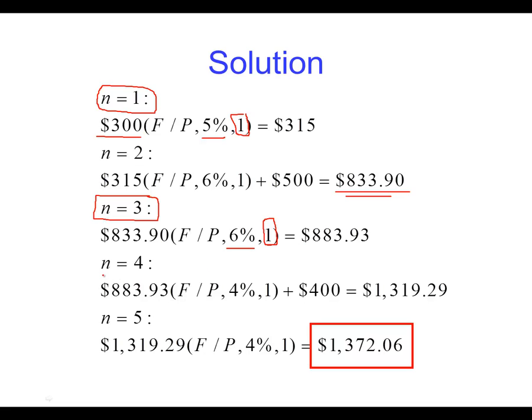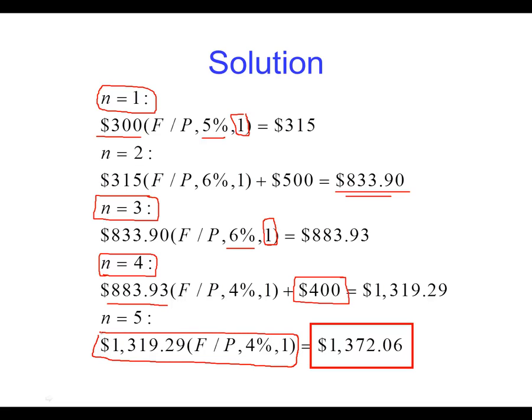In the fourth year I will move forward the $883.93 that I got from the previous one, plus the 400 that was deposited at that time. The total will be $1,319.29. The last one, we will move just that value to the last year, or the fifth year, with the interest rate of 4%.